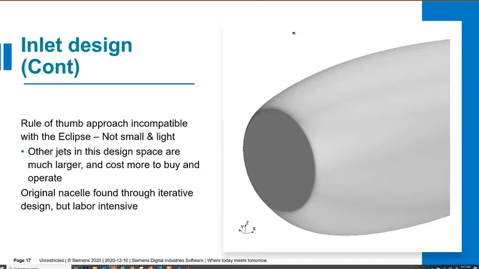And just a quick note about how using the rules of thumb, you can end up with a much different aircraft. Other jets in the design space that compete with Eclipse on the kind of mission are much heavier and cost much more to acquire and operate, because using the rules of thumb just generally results in a heavier design.